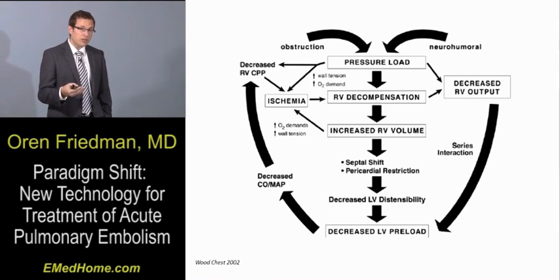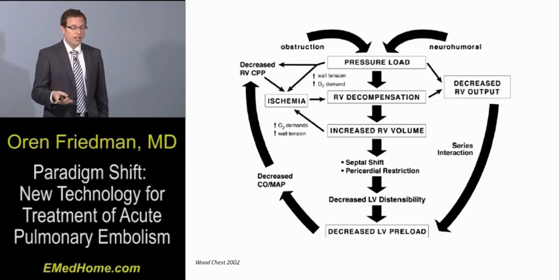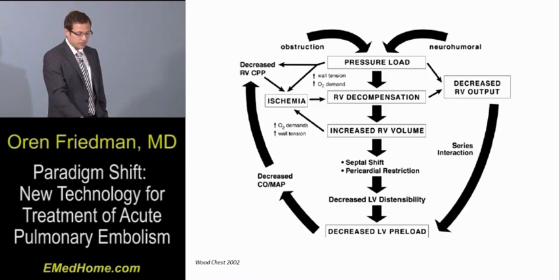And when your systemic blood pressure falls, or your right ventricular pressure rises, your coronary perfusion pressure will therefore fall, and then your right ventricle will become ischemic. When your right ventricle becomes ischemic, the right ventricular cardiac output falls, and then this entire cycle starts all over again as your LV cardiac output falls.